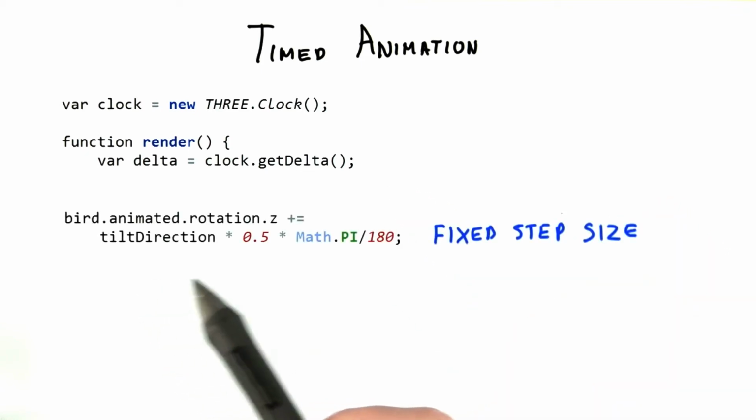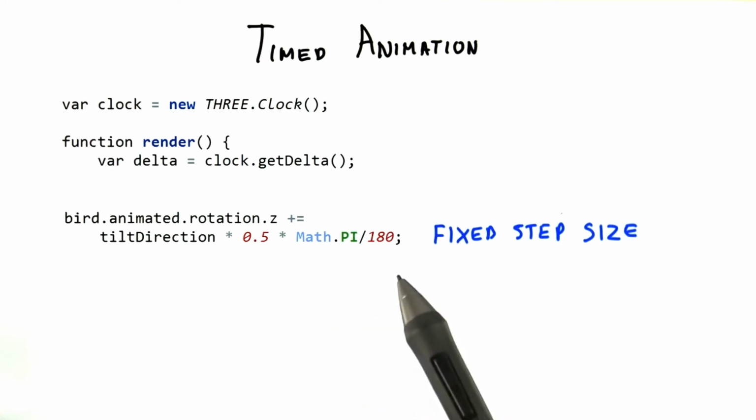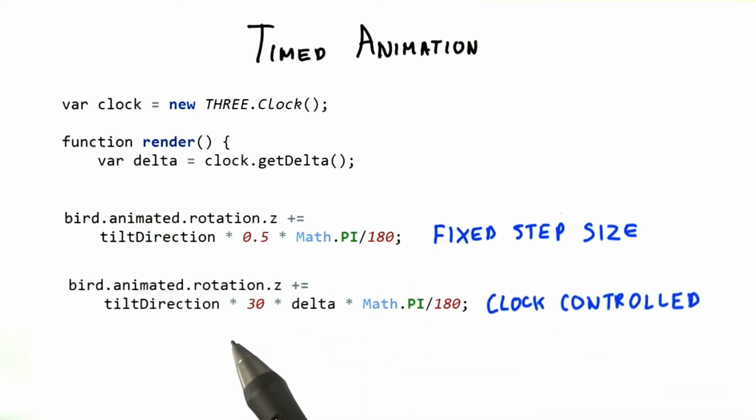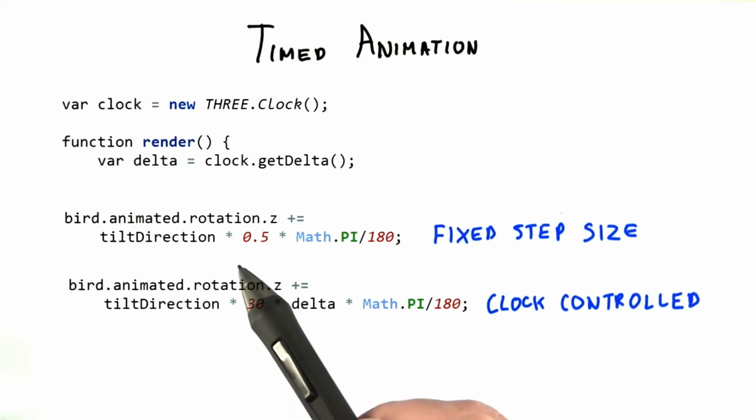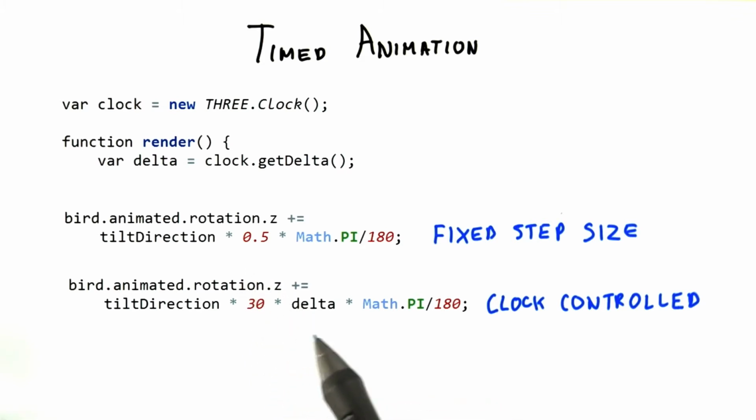This code is how we were rotating the bird, adding half a degree each frame. If our goal is to rotate 30 degrees per second, we replace the 0.5 degrees per frame with exactly this. As each frame passes and the delta gets updated, the object is rotated the proper amount.